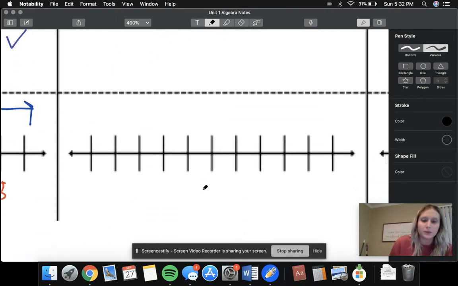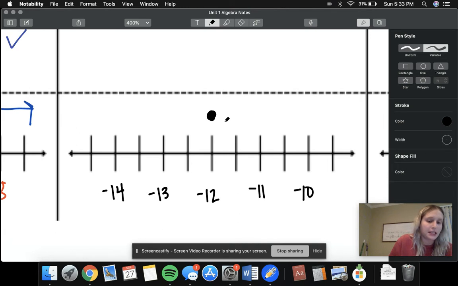So negative 12. You can put other numbers if you would like. Okay. For this one, it can be equal to negative 12, so we are going to use a solid dot. And we are talking about any number of x that is greater than that. So we will shade to the right to show greater.